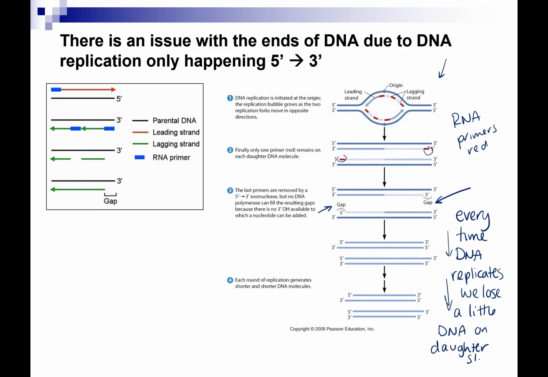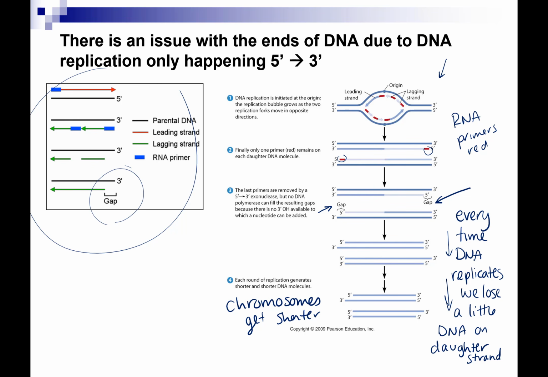You're losing DNA every time your cells replicate. The chromosomes get shorter. And this is a nice zoom in, kind of showing you the issue that once we remove these RNA primers, right, we can't fill in this gap. We call this the end replication issue.